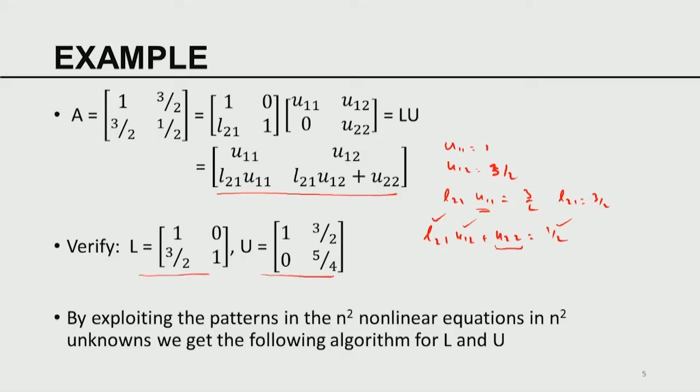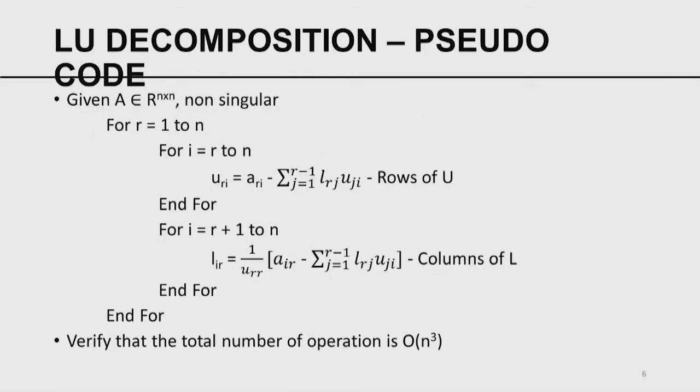So now look at this now. Once U11 is known, I can compute L21. When U12 is known, I can compute U22. So there is a particular structure with which we can uncover the unknown elements. This structure is embodied in the LU decomposition algorithm. I am providing a pseudocode. I'm sure you can read the pseudocode. I don't think I want to repeat the instructions in the pseudocode.